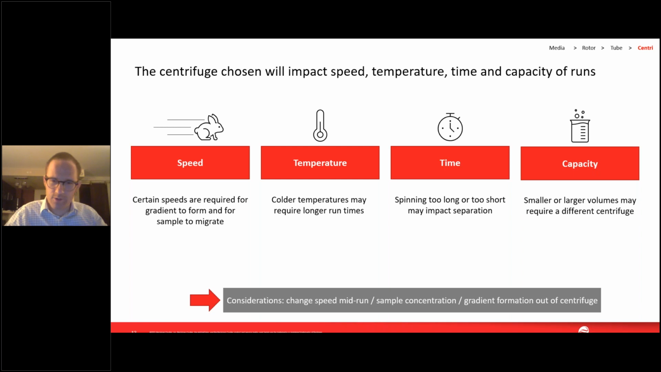So I am going to go through these considerations here, right? You can change speeds mid-run. I mentioned that. You could also change your sample concentration, right? In general, I think it's great to minimize the amount of centrifugation we have to do here, and so the degree to which we can concentrate sample beforehand using something like TFF can be very helpful. And then finally, gradients can also be formed to some extent outside of the centrifuge, and that can really cut down on the centrifuge runtime, and we're going to talk about that.